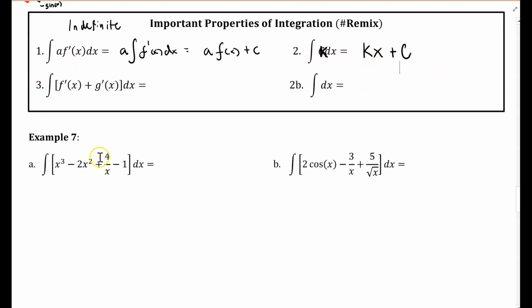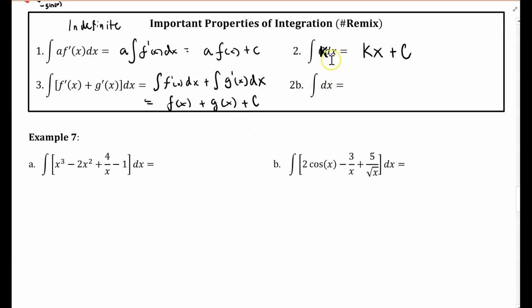Number 3, the integral of f prime of x plus g prime of x dx is equal to, well, this just says I can go ahead and break this apart. This is the integral of f prime of x dx plus the integral of g prime of x dx, and this is going to give us f of x plus g of x plus some constant. Now each of these would have their own constant, but again, you add a constant and a constant together and it's still a constant. So f of x plus g of x plus c is what you get there.